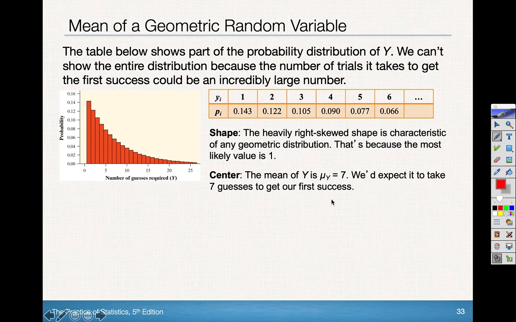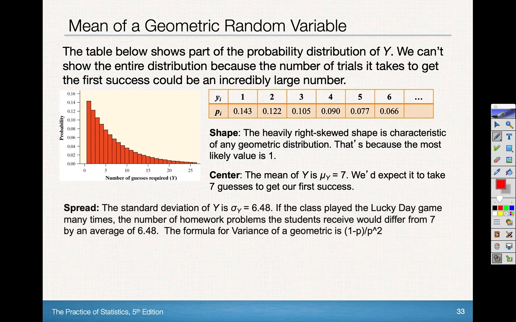Well, the center of this is the expected value. The center is mu of y and it's 7. We'd expect it to take 7 guesses to get the first success. What's the spread of this? The standard deviation is 6.48.